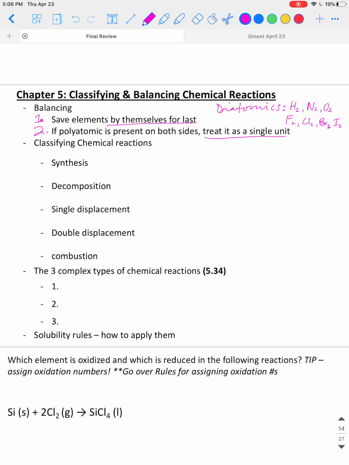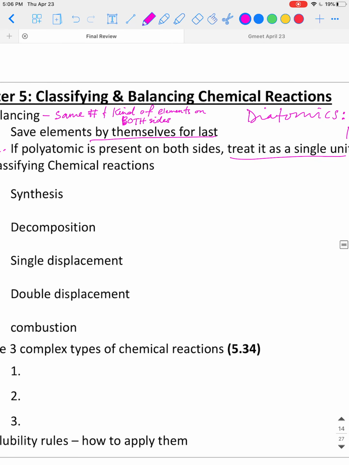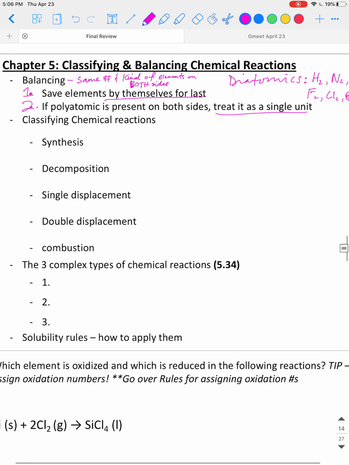Additionally, rule number 2, if a polyatomic is present on both sides, treat it as a single unit. So if you have it on the product and the reactant side, you do not have to separate and balance the elements in that polyatomic individually. And the whole rule with balancing is that you need the same number and kind of elements on both sides of the reaction. That's when you have a balanced chemical reaction.